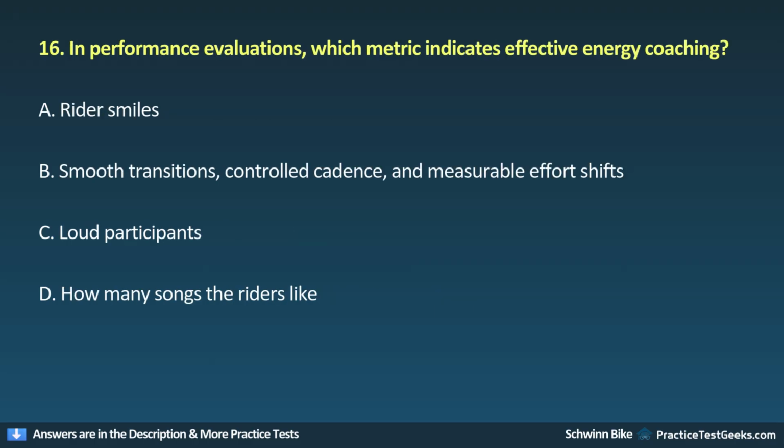16. In performance evaluations, which metric indicates effective energy coaching? A. Rider smiles. B. Smooth transitions, controlled cadence, and measurable effort shifts. C. Loud participants. D. How many songs the riders like?